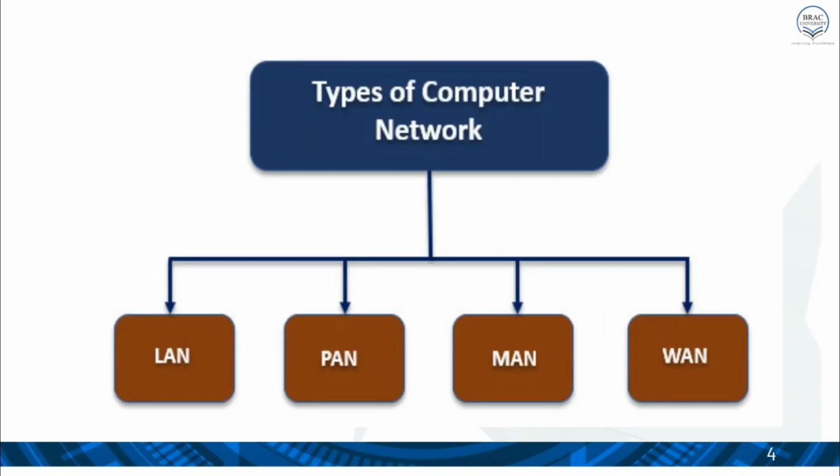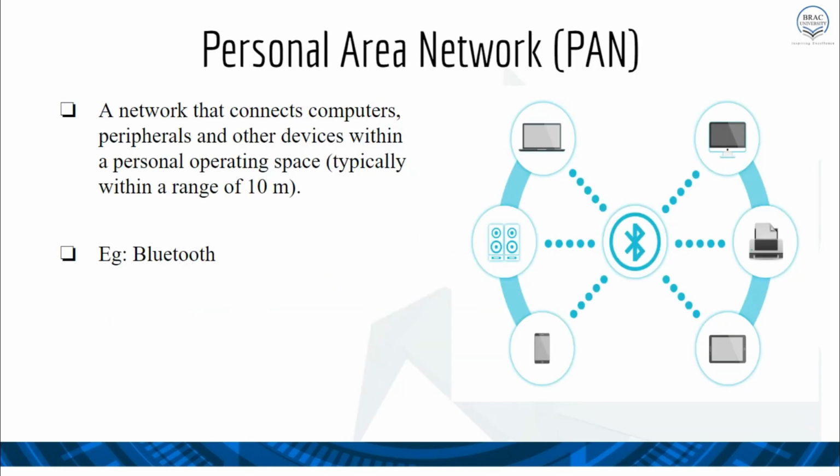So let's discuss the types of computer networks based on the area coverage. The first one is LAN, which represents local area network. The second one is PAN, which represents the personal area network. The third one is MAN, which is metropolitan area network. And the last one, which is the largest one in terms of area coverage, is wide area network. So let's discuss the smallest one first. This is personal area network.